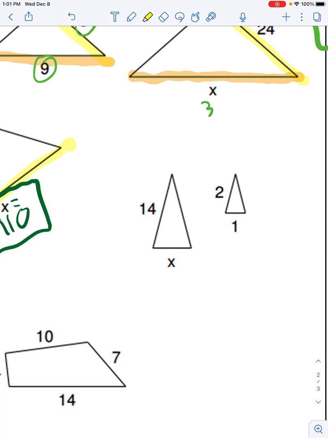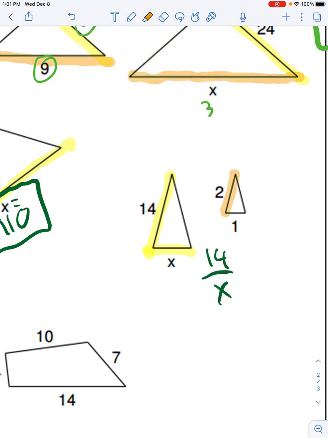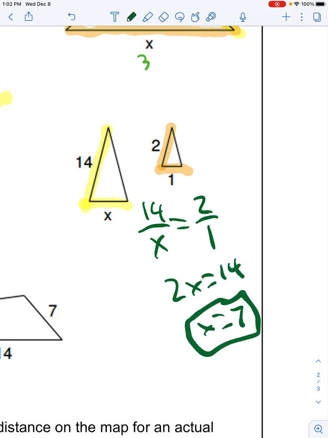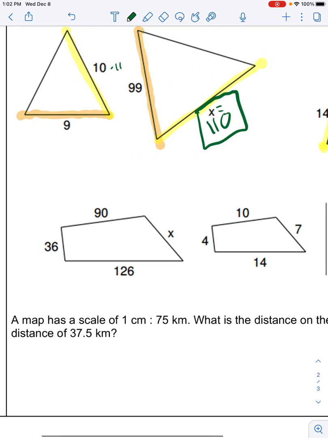So again, I'm going to set it up. So this time I'm going to compare triangles that have the sides together. So you can see there's lots of ways to solve these. I'm going to compare 14 with x. So I'm going to say, okay, 14 over x, and that's going to be compared to 2 over 1. Cross multiply, 2x equals 14. Divide by 2, you get x equals 7.